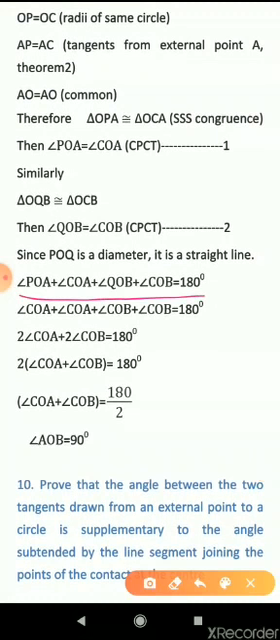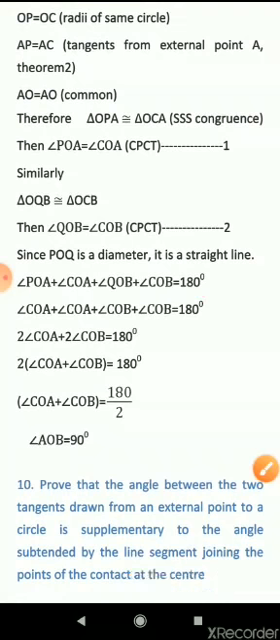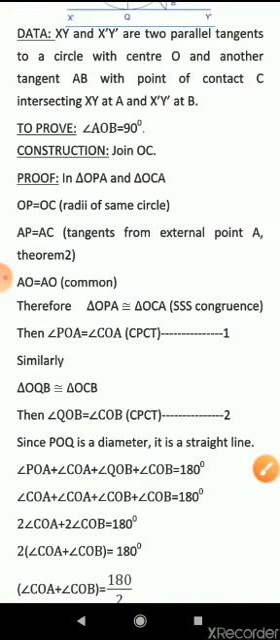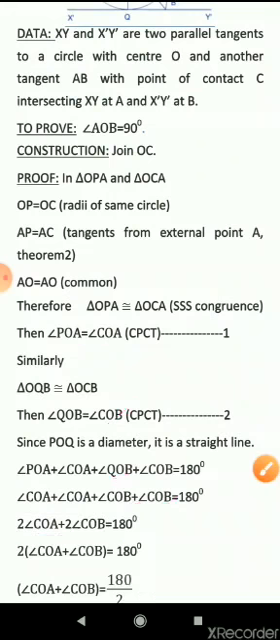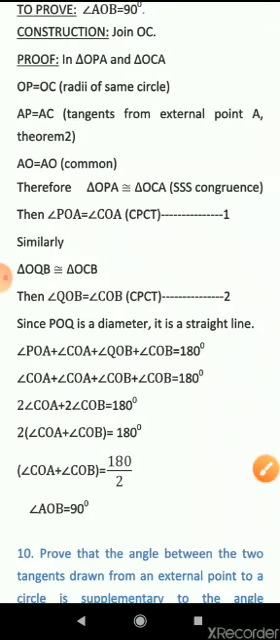And from 1 and 2, POA is equal to COA. So in place of POA, we wrote COA. Next, in QOB plus COB, in place of QOB we wrote angle COB. So COA plus COA is 2 COA, COB plus COB is 2 COB, equal to 180 degrees. In these two, 2 is common. So COA plus COB is equal to 180 degrees divided by 2, which is 90 degrees.